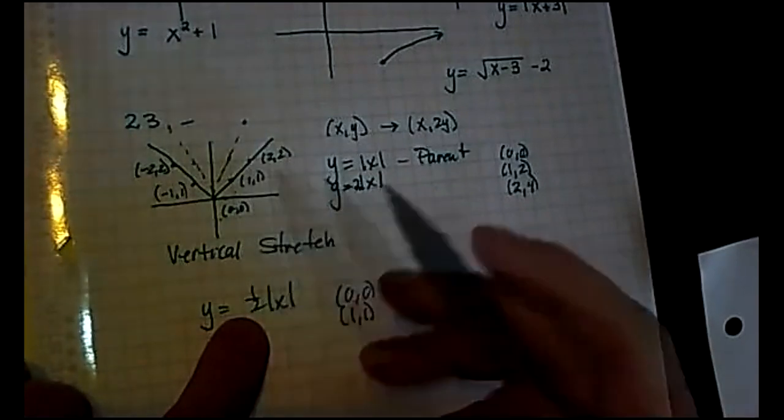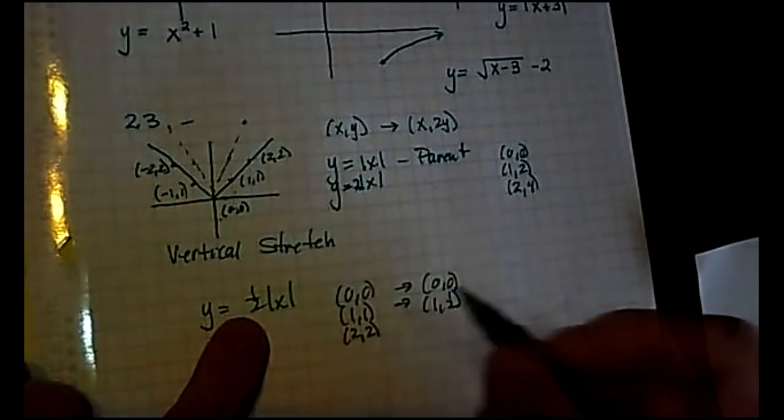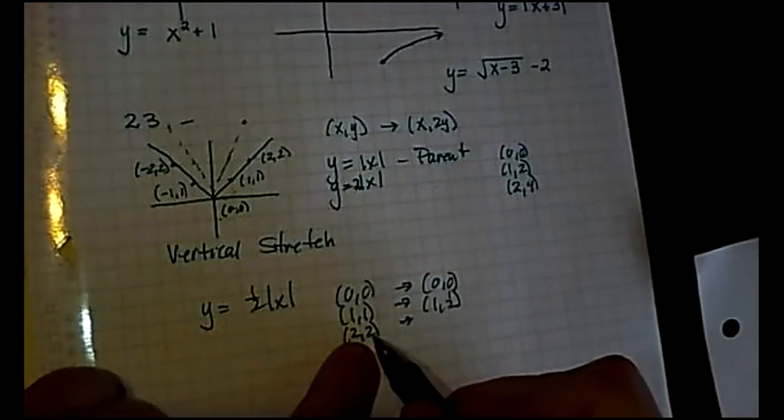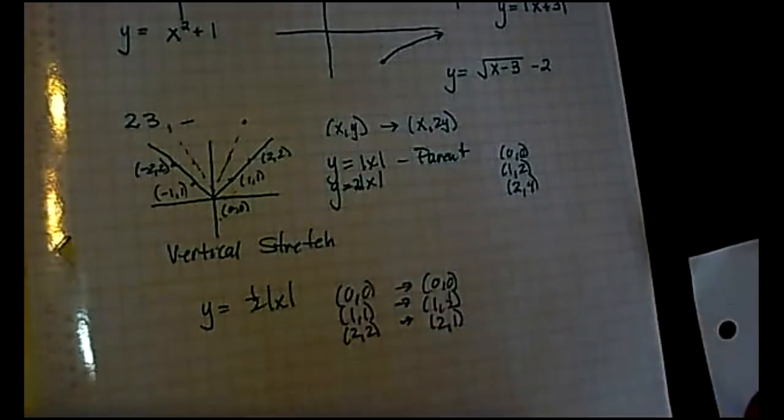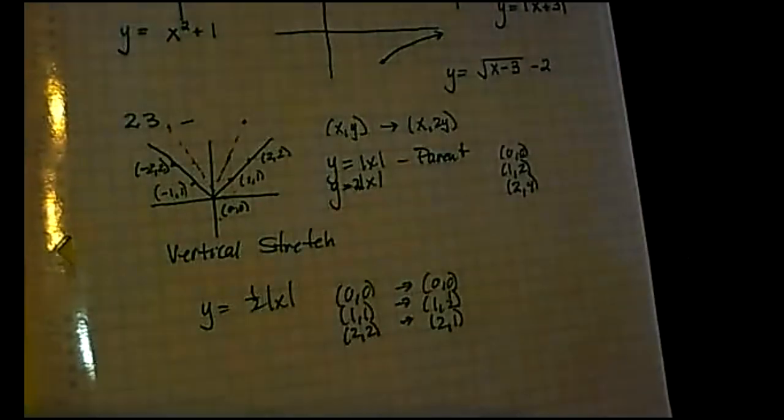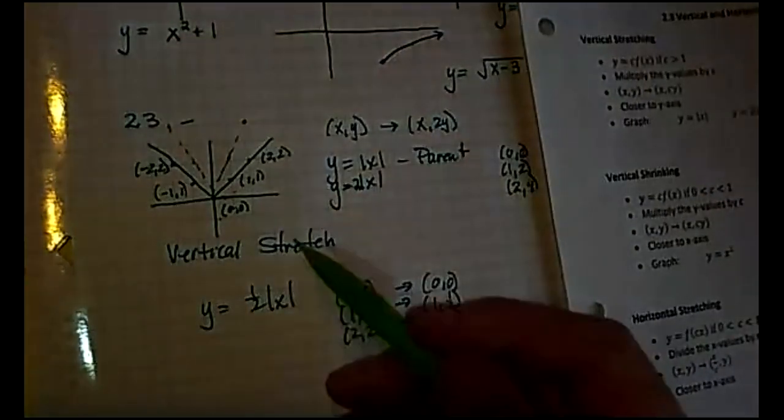If I have (2, 2) and I multiply the y value by 1/2, well, what's 1/2 of 2? It's 1. So let's see what that graph would look like up here. I've got a pencil here. Pencil, that works. Here we go.